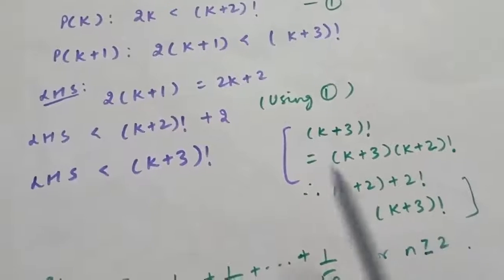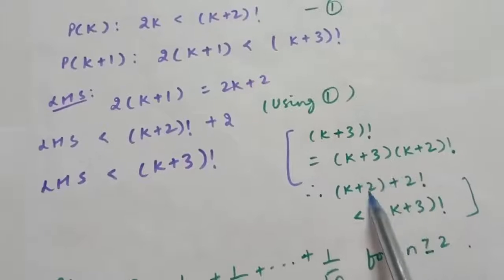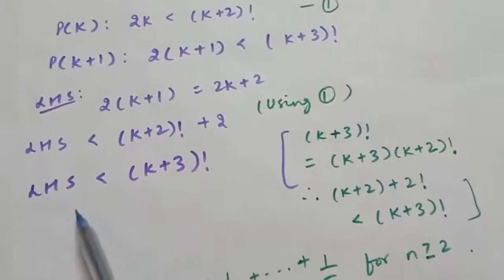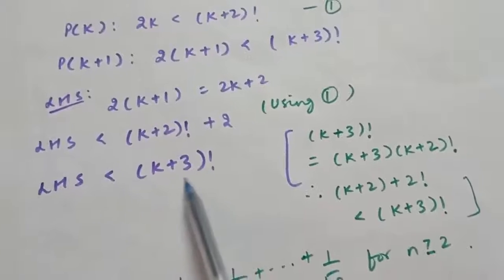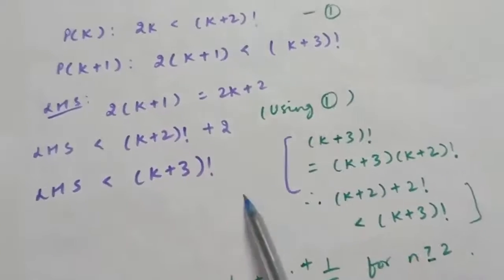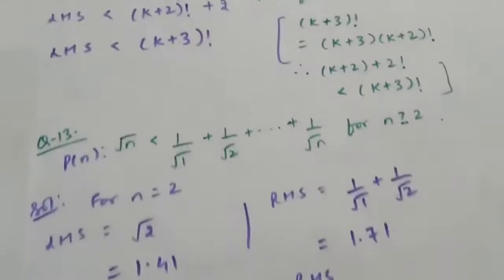natural number. So if LHS is less than this number and this is less than (k+3) whole factorial, then LHS will be less than (k+3) whole factorial. This is what we wanted to show, right? The last statements you have to write down by yourself.